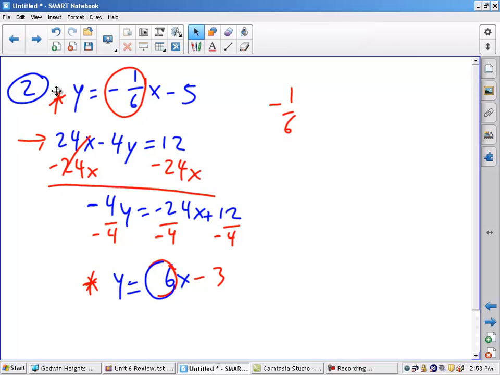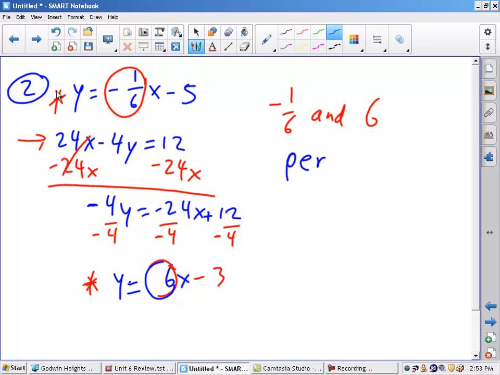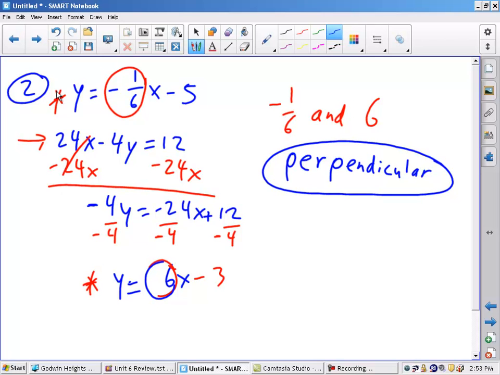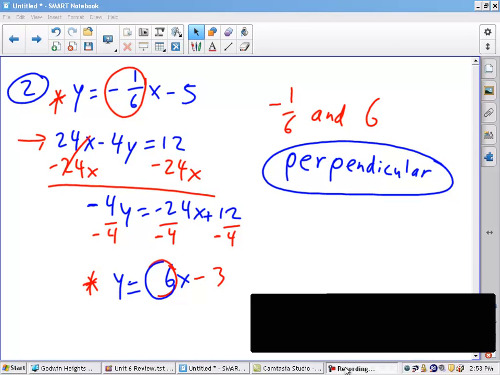So if you compare negative 1 over 6 and 6, those are opposite reciprocals of each other. Opposite means they're different signs, so one is negative, one's positive. Reciprocals means it's upside down from the other. So these are perpendicular lines. If they were the same, they'd be parallel. If they're not parallel or perpendicular, then they're neither. So number 3 ends up being neither, because it's neither one. Number 4 ends up being parallel because they have the same slope.